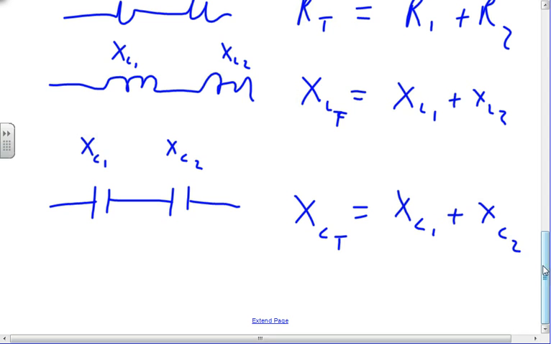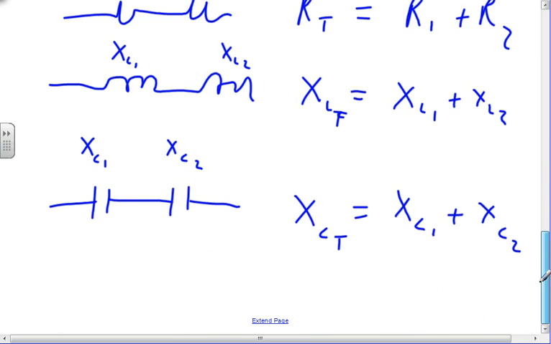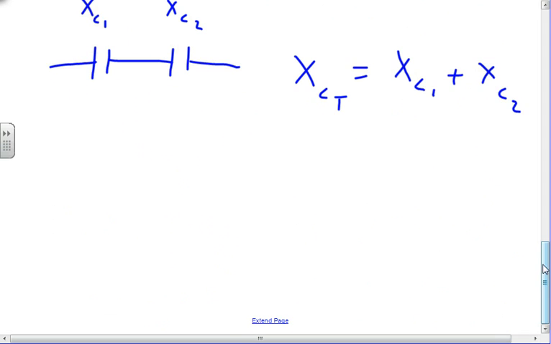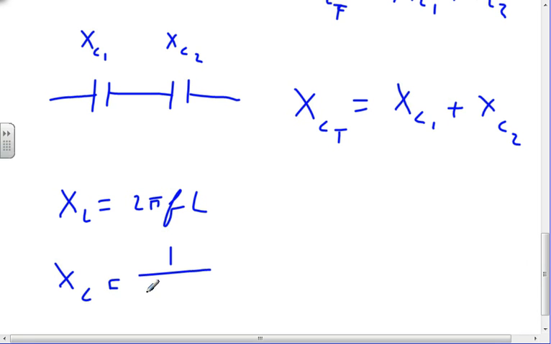Now, why is that? Why, when I took the capacitance, I had to use this 1 over rule, but when I was using capacitive reactance, I'm just adding them, other than to confuse the student? Why would that be? Well, if you remember, X of L is 2 pi FL, and X of C is 1 over 2 pi FC. So when I calculate the X of C value, I'm already throwing in the 1 over thing.